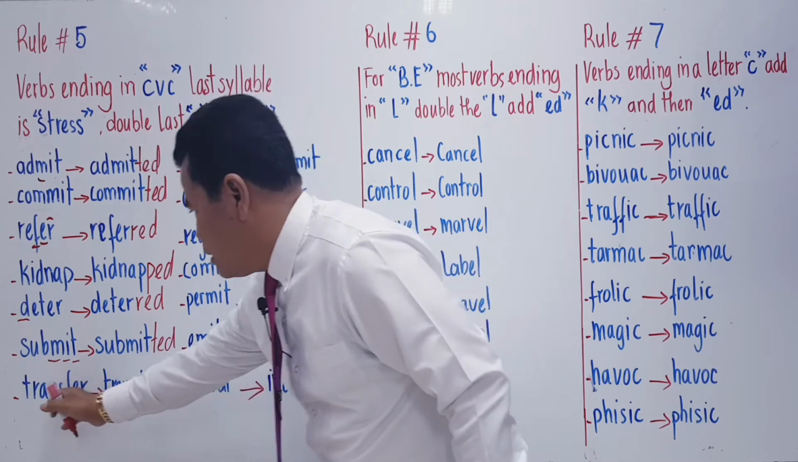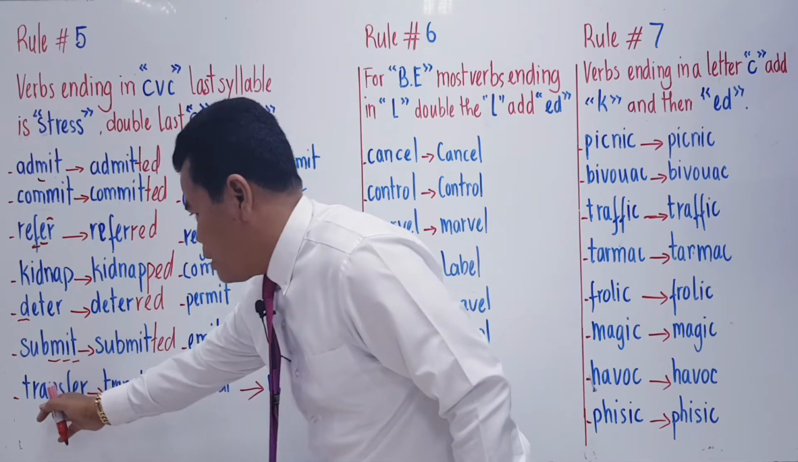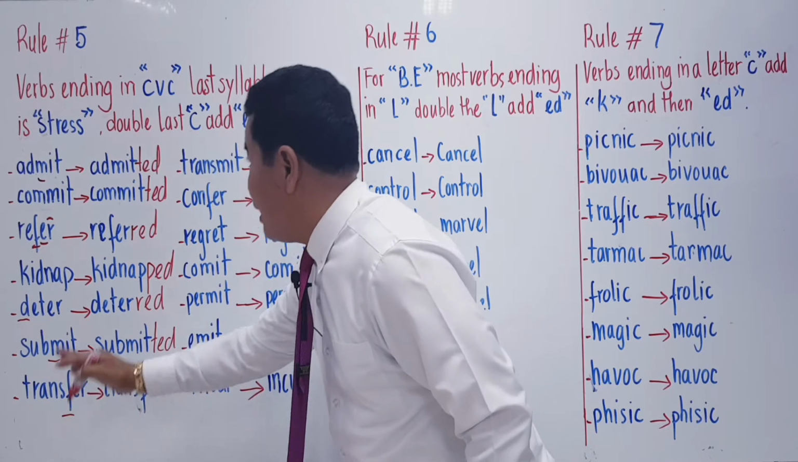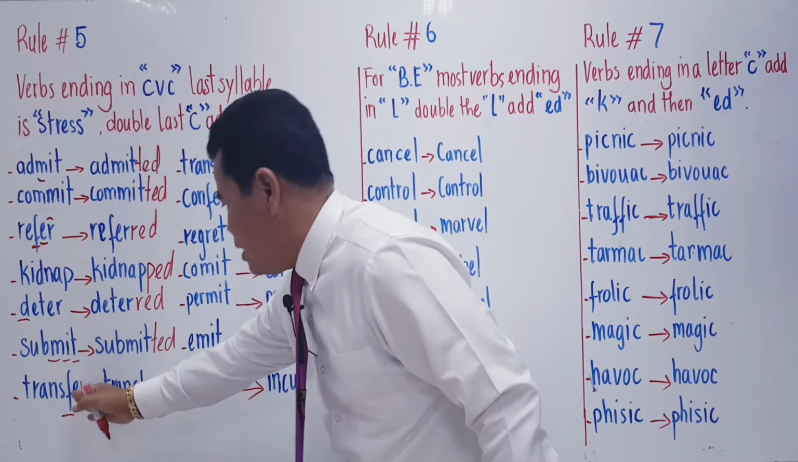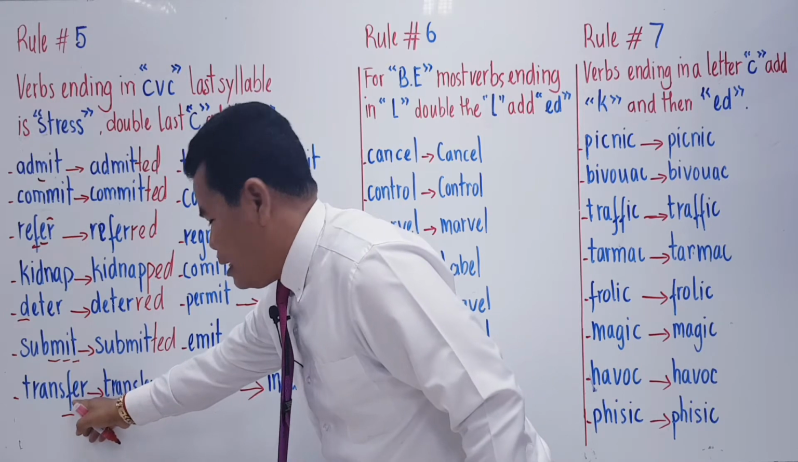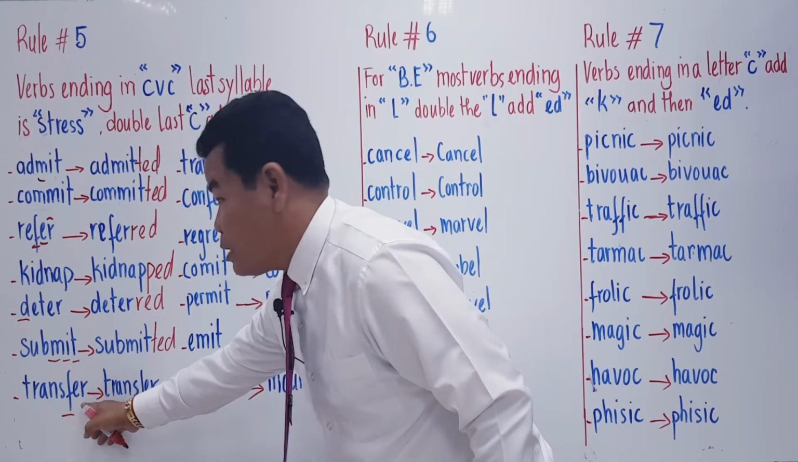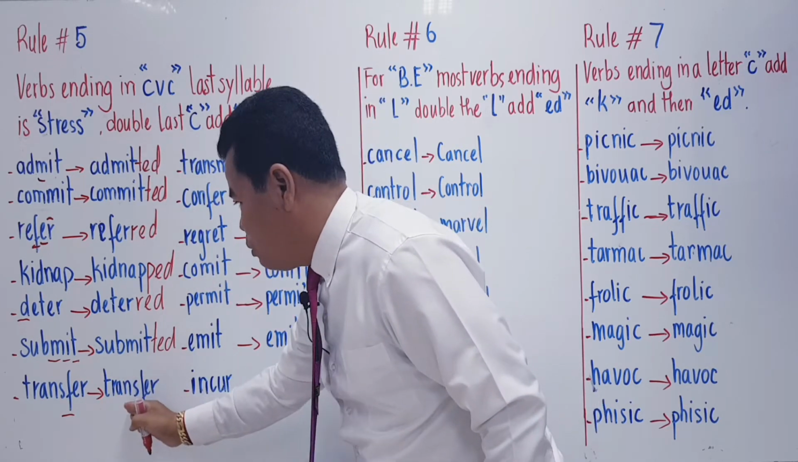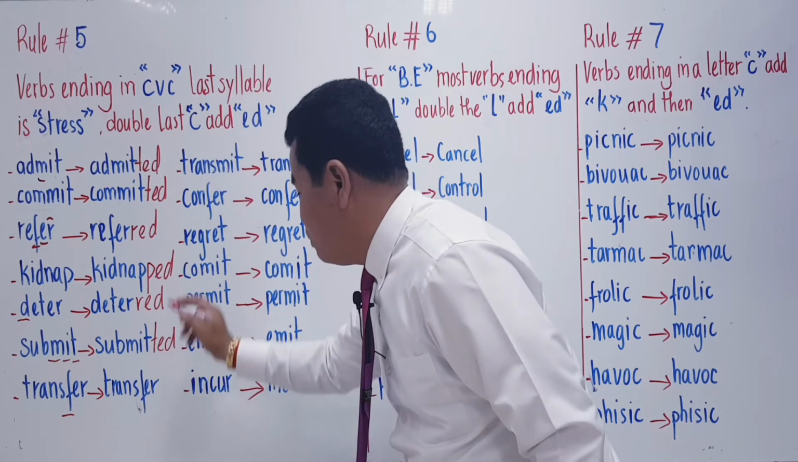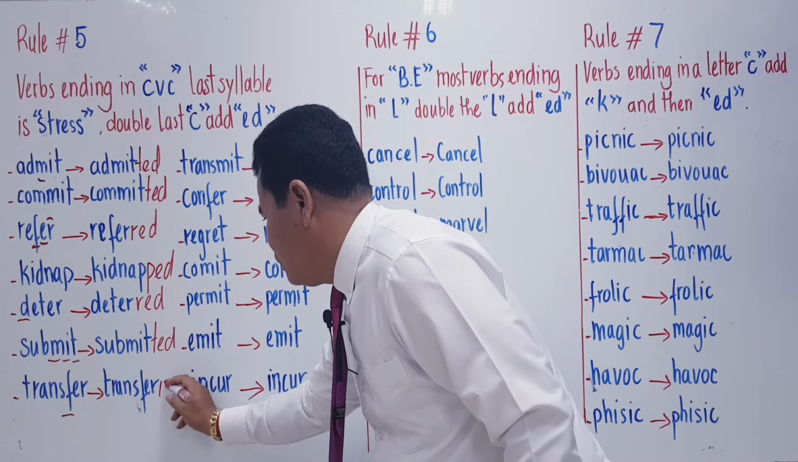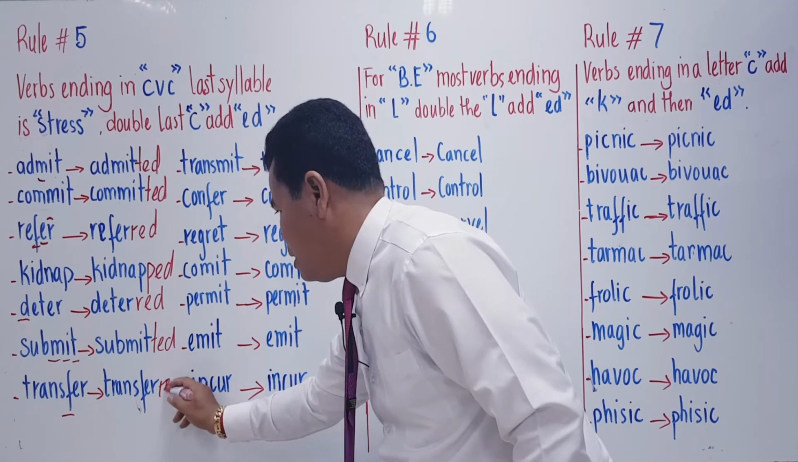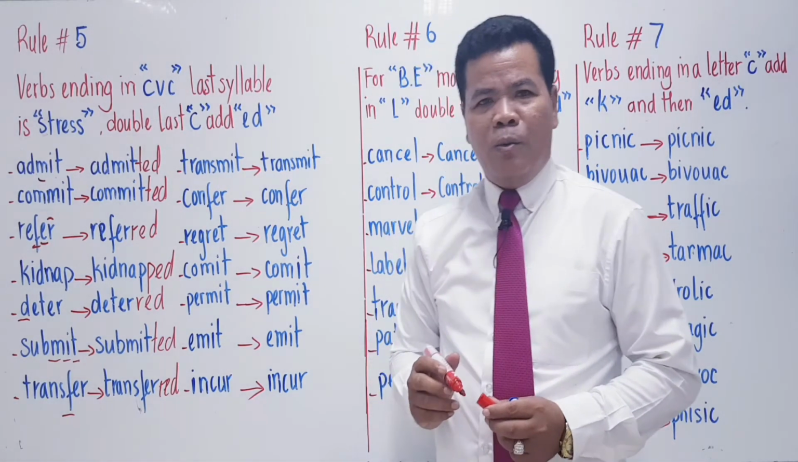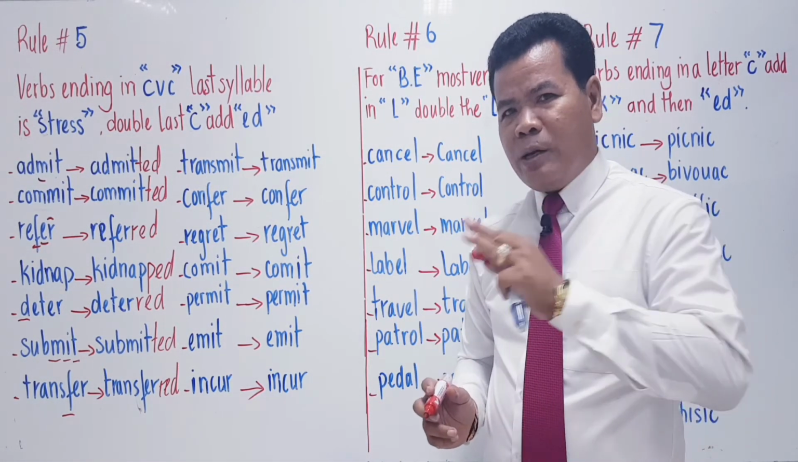Transfer. Okay? So F is the first consonant, and then E is the vowel, R is the last consonant. So before we add ed to the verb, we have to follow the rule by doubling the letter R and then ed. Are you clear now? So try to listen and try to look at the board, alright?